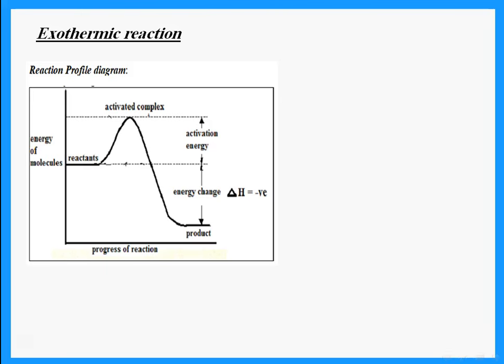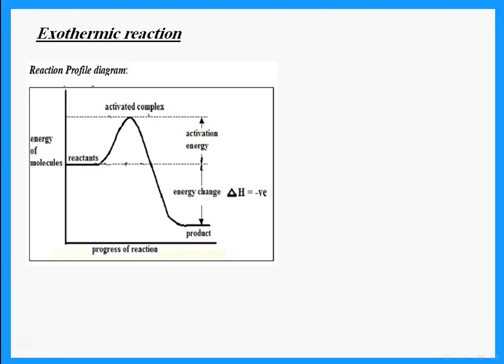For exothermic reactions, the products have less energy than the reactants, and that means the delta H will have a negative value. And then, where is the activation energy? The activation energy is the minimum amount of energy needed to start the reaction. It is the difference in energy between the reactants and the top of that hill, where you have the intermediate, or what we call an activated complex.